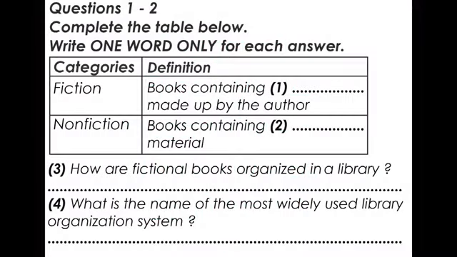First, you have some time to look at questions 1 to 4.